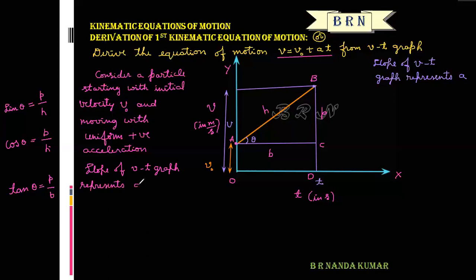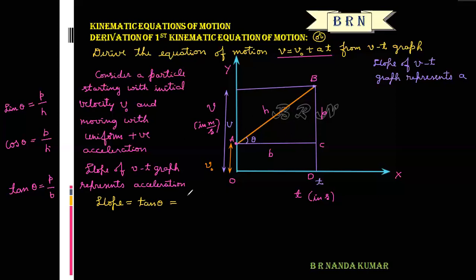Represents acceleration. Okay, so slope is equal to A. Slope of VT graph represents acceleration. So slope is actually tan theta. Slope is equal to tan theta. So tan theta is equal to perpendicular divided by base.